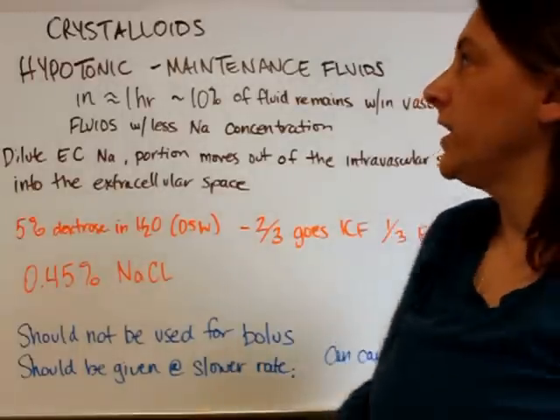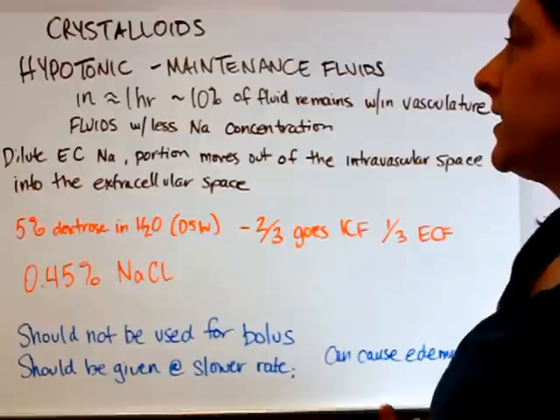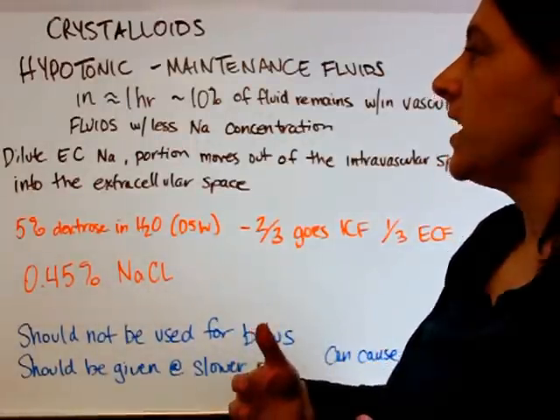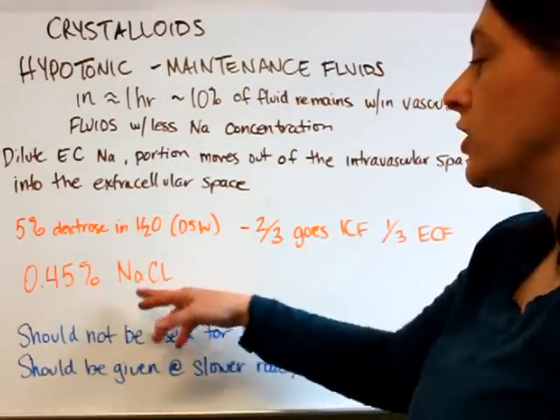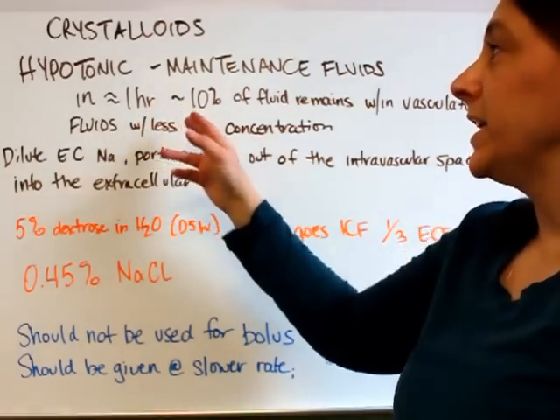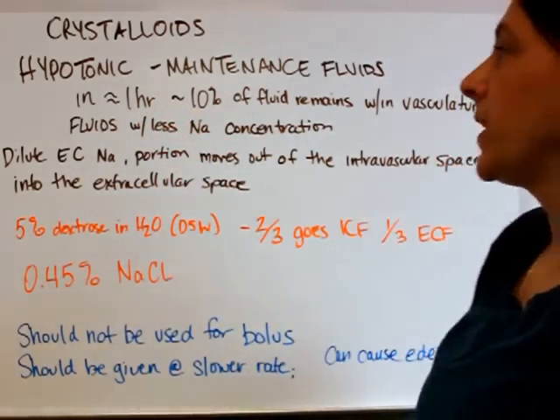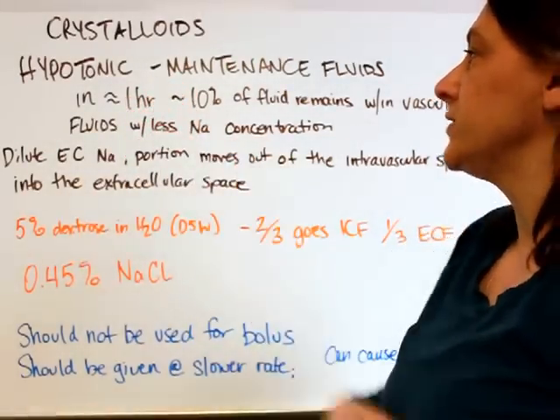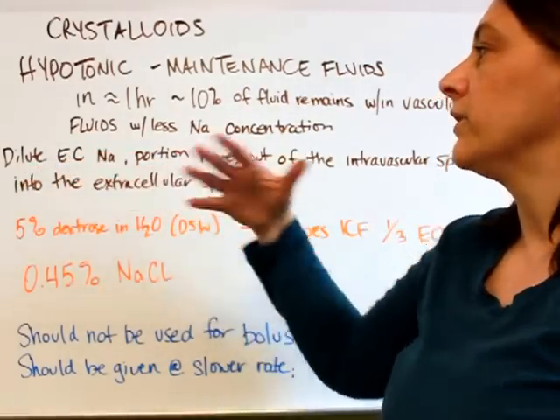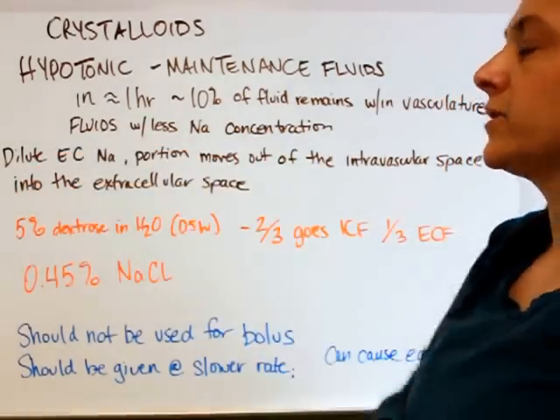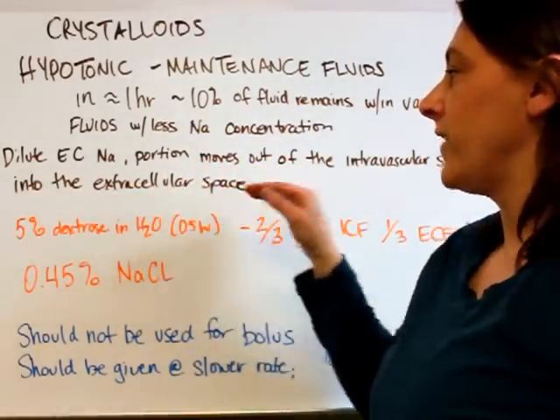On to hypotonic crystalloids. Hypotonics are maintenance fluids. With hypotonic solutions, the fluid is diluted down from the 0.9%, something like 0.45% sodium chloride. In approximately an hour, about 10% of the fluid you administered remains in the vasculature. These fluids have a lower concentration of sodium, so what happens is it dilutes the sodium in the extracellular compartment, and that portion moves out of the intravascular space and into the extravascular space.